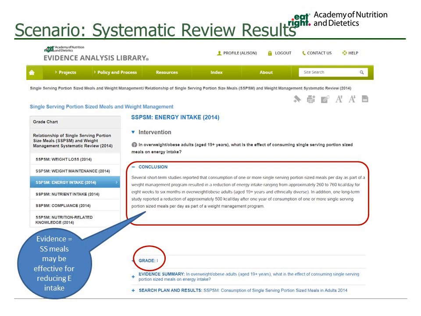Again, you may say, well, what about energy intake? So is it just weight, or are there more benefits from this? So again, our PICO question is very specific. What is the effect of consuming single-serving portion-sized meals on energy intake? And again, a grade 1 conclusion statement says single-serving meals may be effective for reducing energy intake. And again, you can click on the evidence summary and see the studies that were used to inform that.